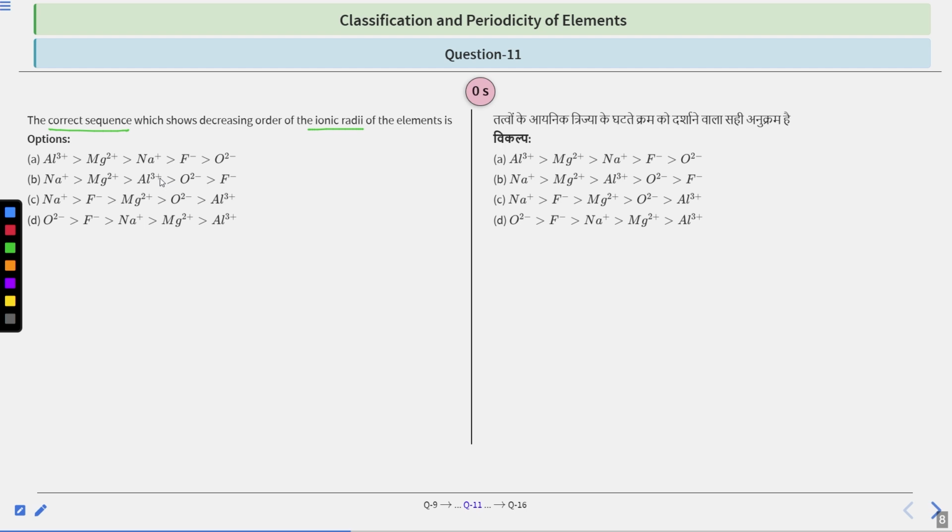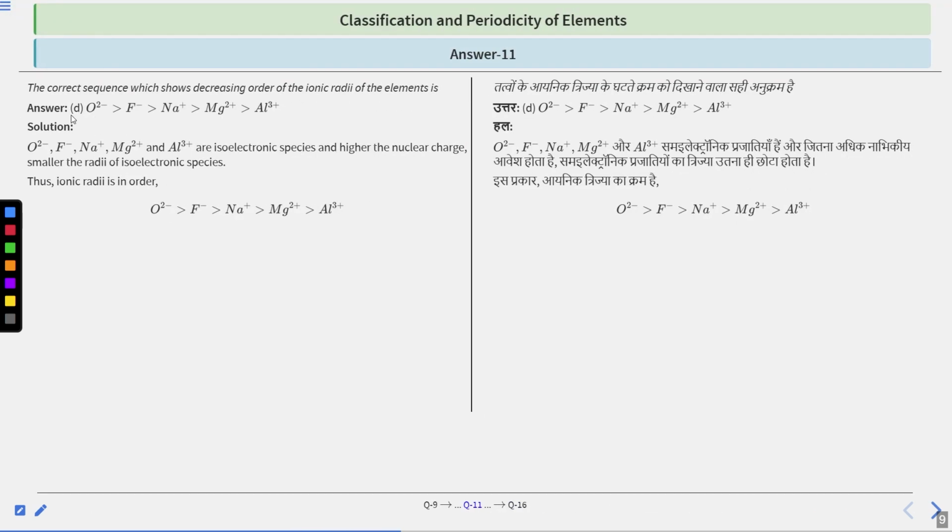Let's see. The correct answer is option D. So oxygen 2 negative, fluorine negative, sodium positive, magnesium 2 positive, and aluminium 3 positive are isoelectronic species. If you count the electrons, it will be the same in all of them. And the higher the nuclear charge, the smaller the radii of isoelectronic species. This is the relation we have studied in the previous questions also, that for isoelectronic species, the nuclear charge and the radii are inversely related. Right. So if one is higher, the other will automatically be lower.